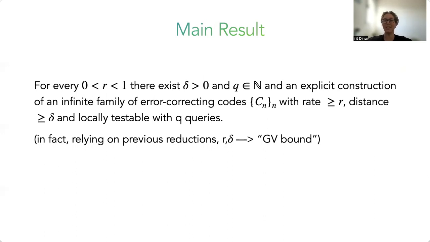Let me also add that this transformation is randomized. So it's a nice question to figure out if we can approach the GV bound with a construction that's actually explicit.